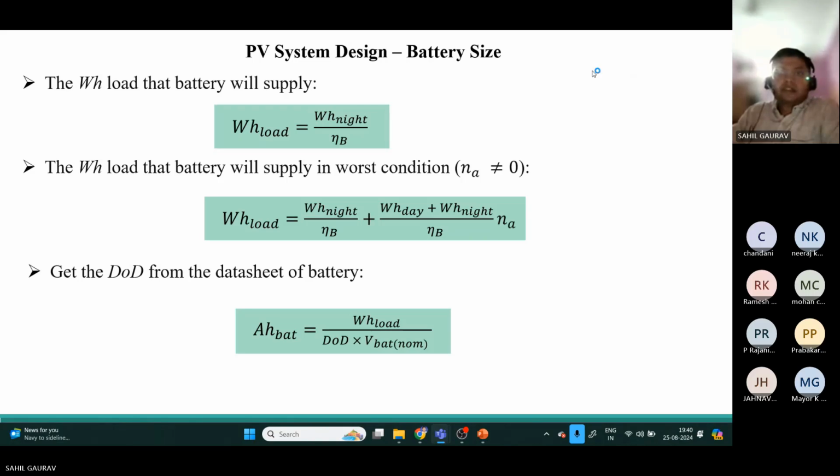Now here some important expressions come for sizing of the battery, how we will size the battery. During day condition, let us assume this PV will provide the power to the load, and in the night condition, the battery has to provide the power to the load. So the energy that battery will supply will be whatever the power demand from the load divided by the efficiency of battery. That will be the energy load the battery will supply in the base condition when the days of autonomy is zero.